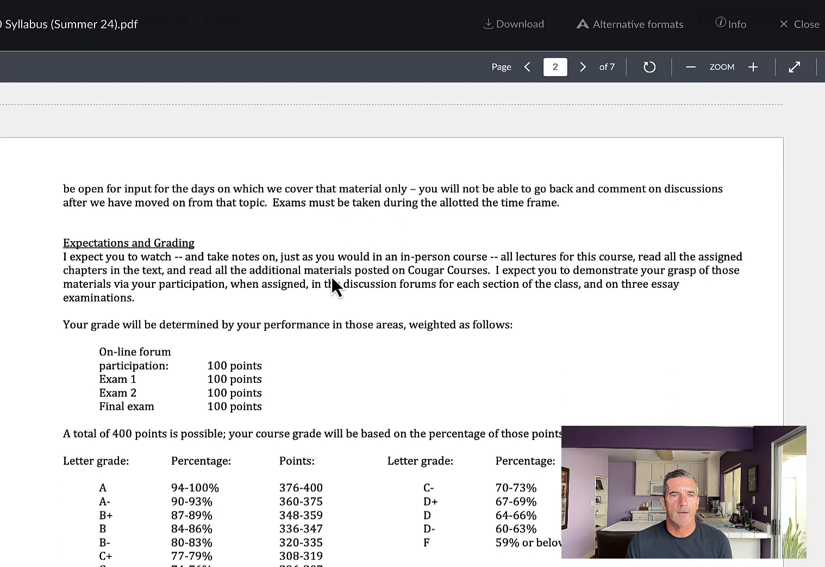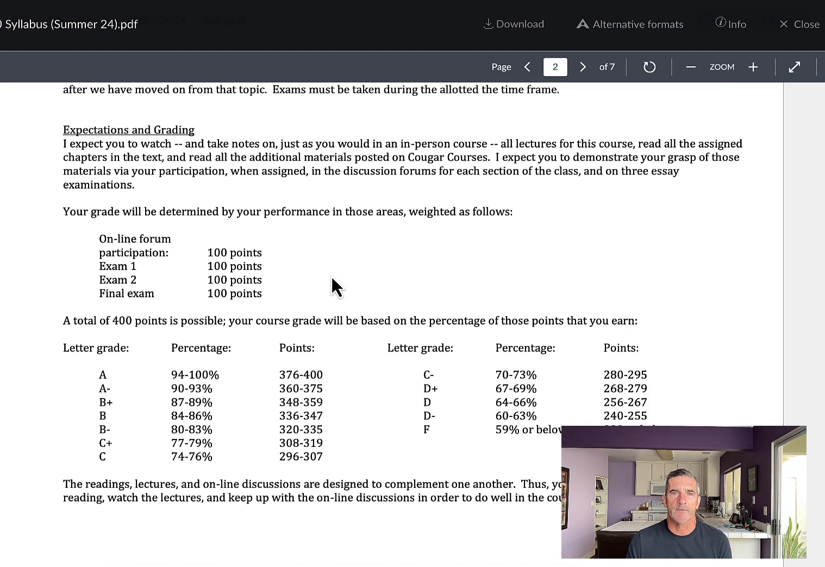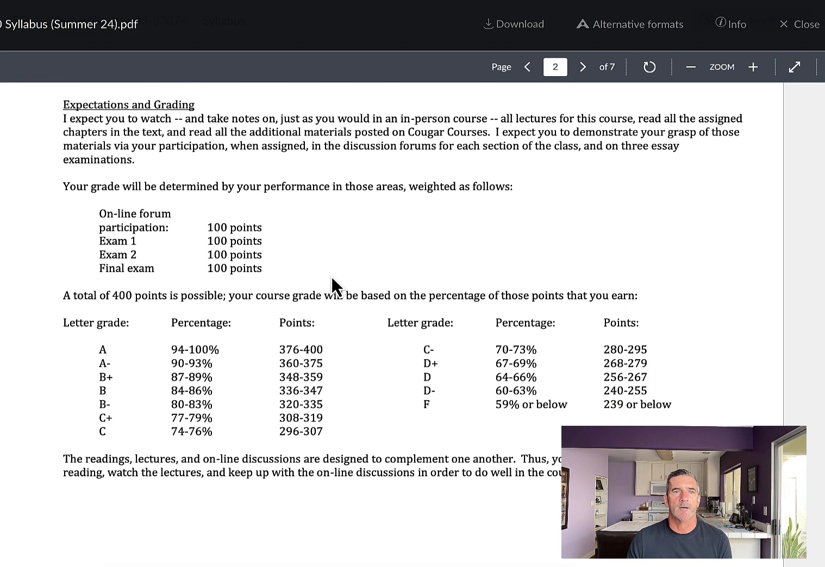As far as expectations and grades and all that fun stuff, here's that stuff. When you're watching the lecture videos, in an in-person class, I can tell who's spaced out and who's not. I can tell who's paying attention, who's taking notes, and who isn't, who's on their phone, who's doing whatever.